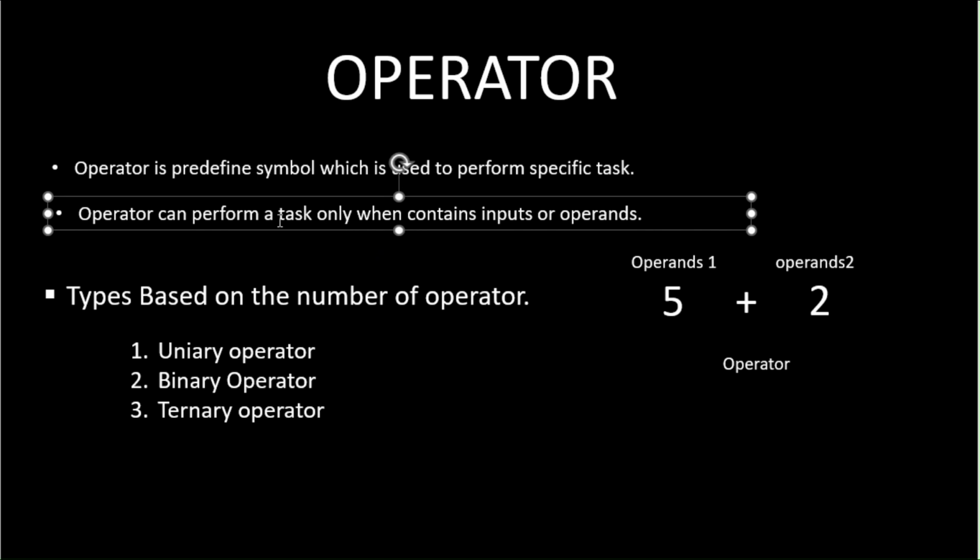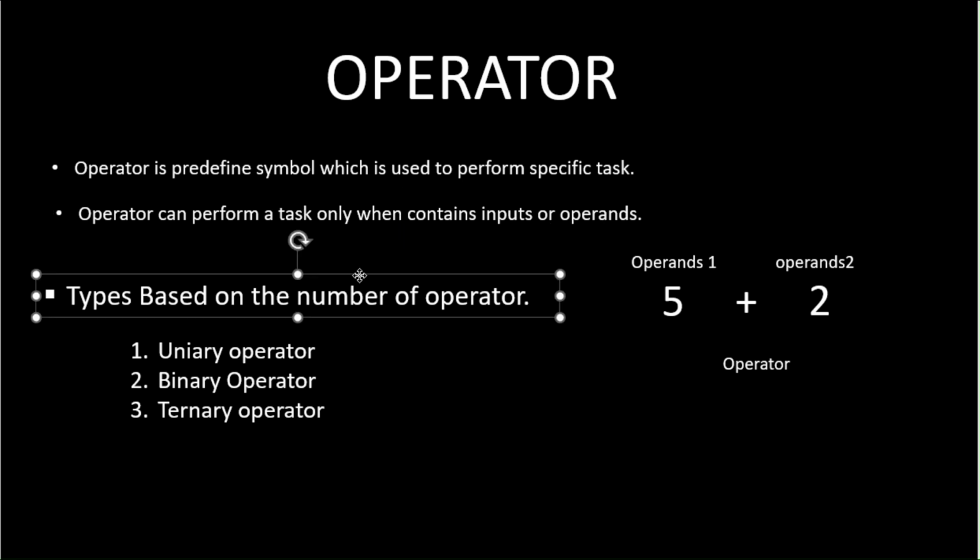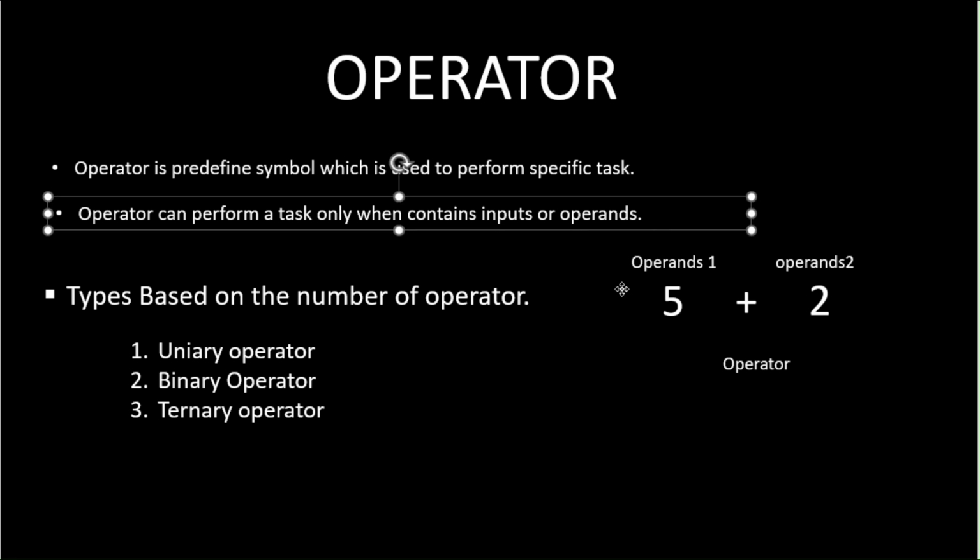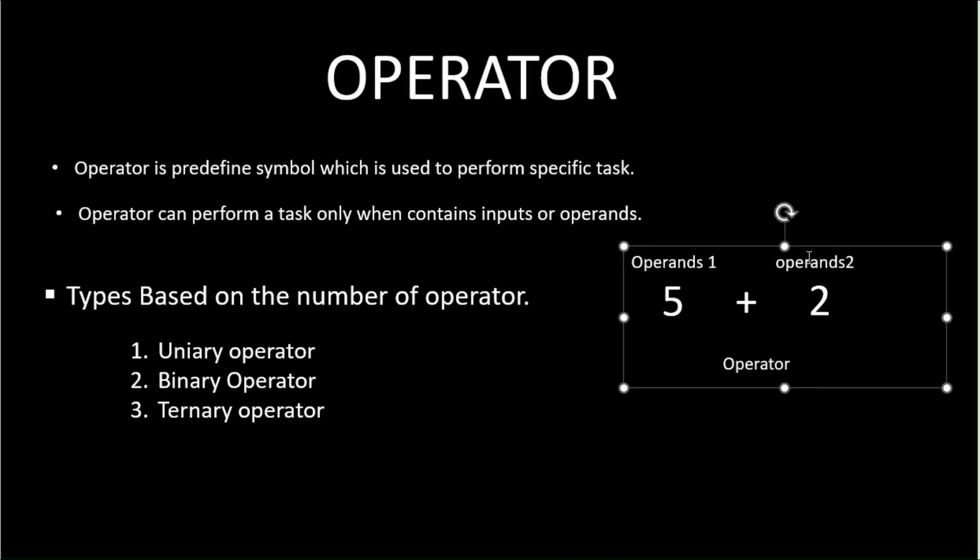And the second point is, an operator can perform a task only when it contains inputs or operands. Let's suppose here we have an example of operand 1 and operand 2. So the question is, what is an operand? An operand is data, meaning the input you are providing is called an operand. So here 5 is operand 1 and 2 is operand 2. And the plus here is called the operator.